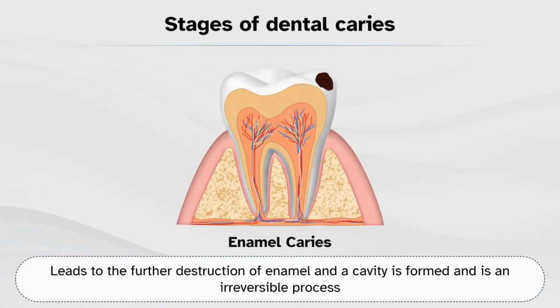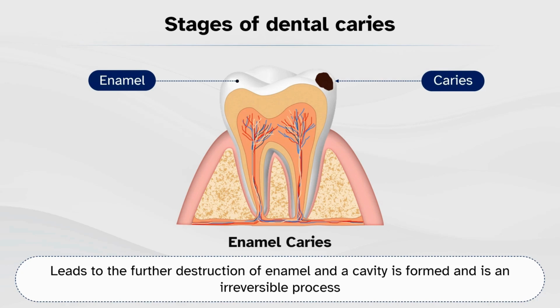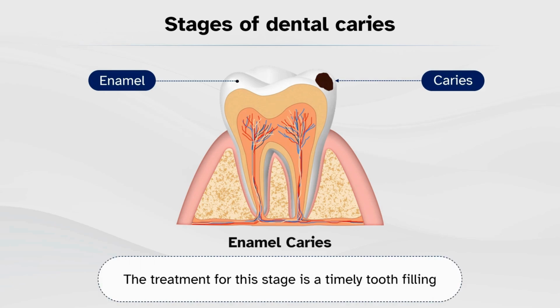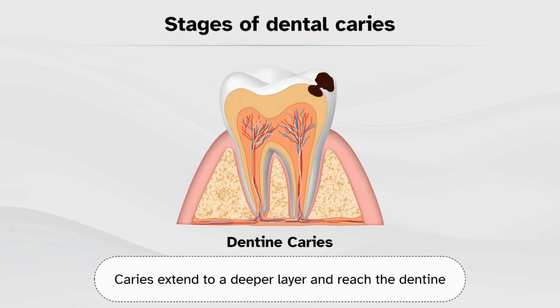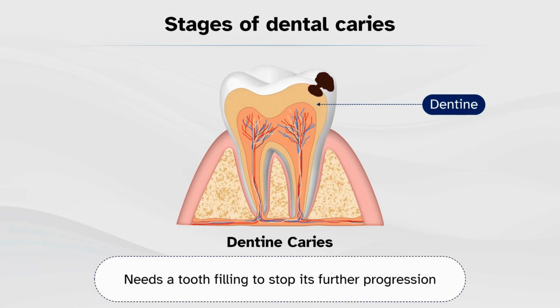If the demineralization is not reversed, then it leads to the further destruction of enamel and a cavity is formed. And this is an irreversible process. The treatment for this stage is a timely tooth filling. If treatment is delayed, caries extends to a deeper layer and reach the dentin. It is during this stage that there is an increased sensitivity to hot and cold food and drinks. This stage can also be taken care of by dental care providers and needs a tooth filling to stop its further progression.